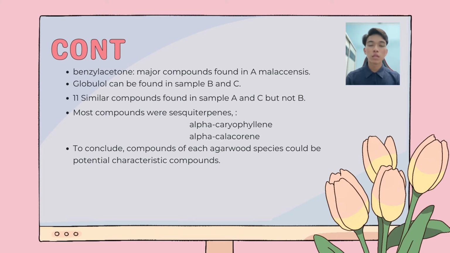There were also 11 similar compounds identified from sample A and sample C, but not in sample B. Most of these compounds were sesquiterpenes, such as alpha-caryophyllene, alpha-humulene, and alpha-calacorene. To conclude, this suggests that the compounds could be potential characteristic compounds of each agarwood species.